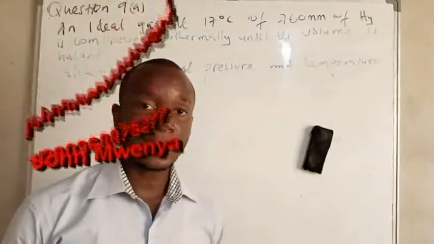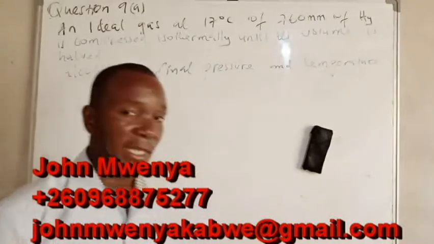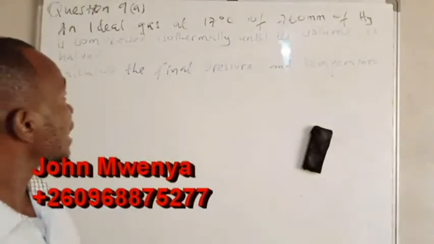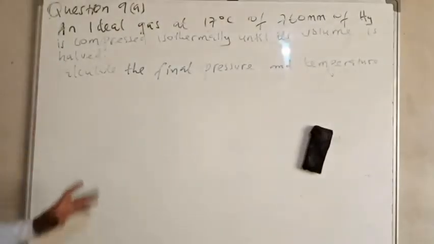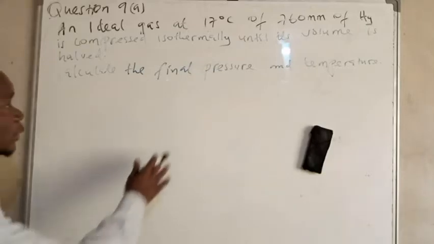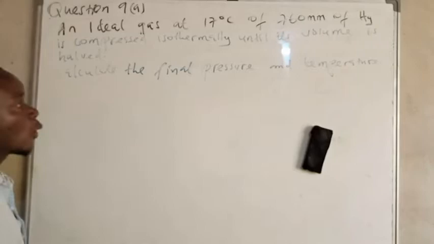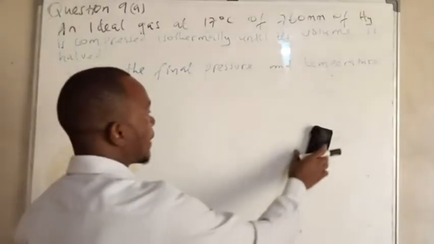In this video, we are going to determine the final temperature and the final pressure of an ideal gas that is compressed isothermally. So the question says, an ideal gas at 17 degrees Celsius and 760 millimeters of mercury is compressed isothermally until its volume is halved. The question is, calculate the final pressure and temperature.